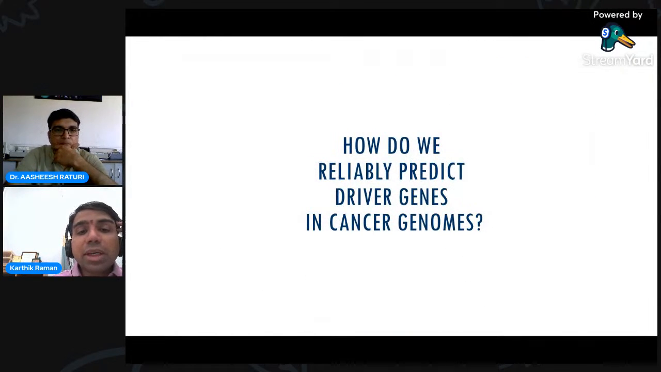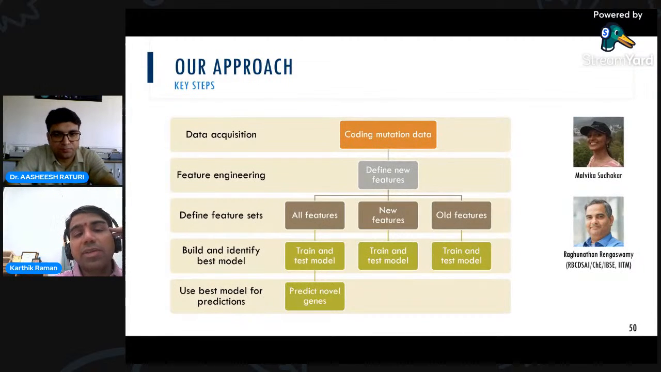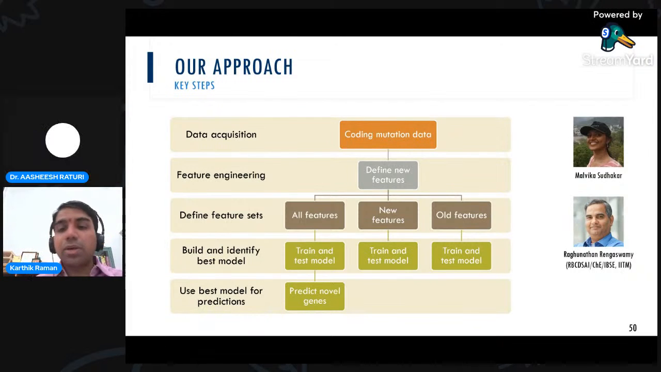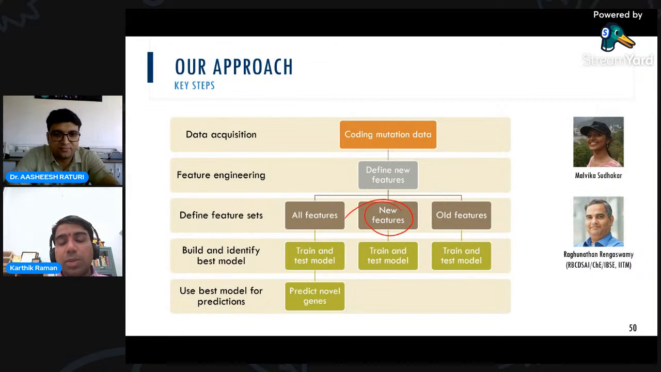Okay. So how do we reliably predict cancer driver genes? Here I work with Malvika, who's my PhD student, and Professor Raghu, who is an expert in machine learning and data science. And we put all the data that we had through this elaborate pipeline, and we built a bunch of new features for these models to predict what is going to be the impact of each and every mutation and things like that, and ultimately predicted several novel genes.